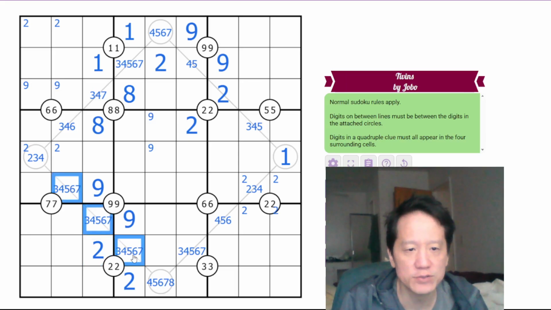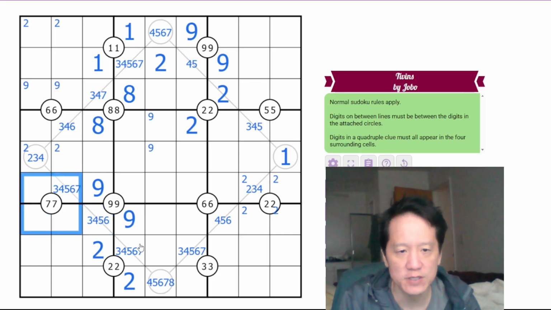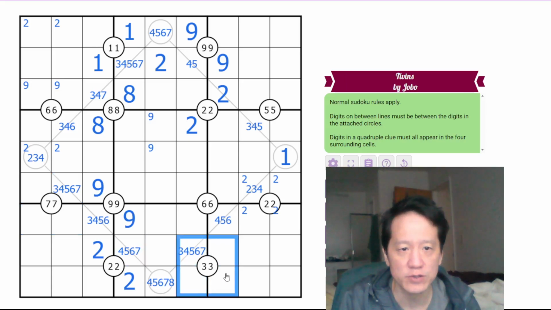These are the digits 3 through 7, but this cannot be 7 because of the 7 twins in the row. This can't be 3 because of the 3 twins in the row. These two can't be 6 because of the 6 twins in this row.